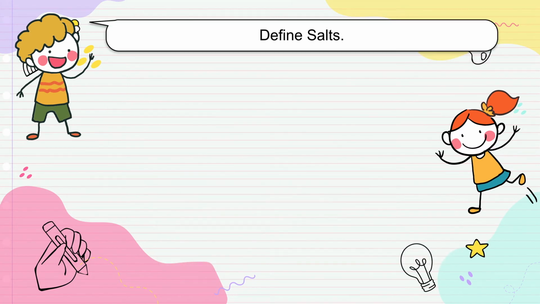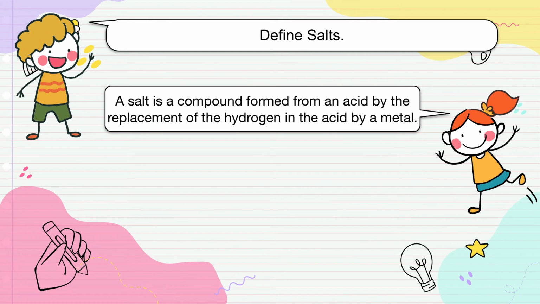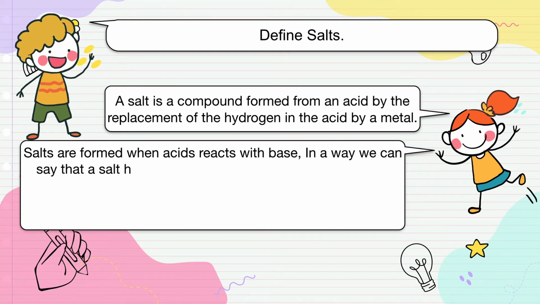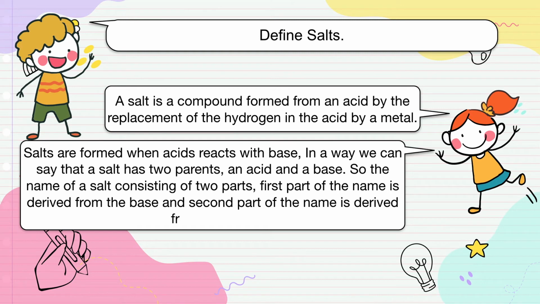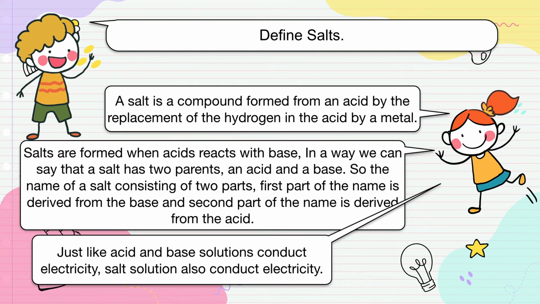Define salts. A salt is a compound formed from an acid by the replacement of the hydrogen in the acid by a metal. Salts are formed when acids react with bases in a way. We can say that a salt has two parents, an acid and a base. So the name of a salt consists of two parts. The first part of the name is derived from the base and the second part of the name is derived from the acid. Just like acid and base solutions conduct electricity, salt solution also conducts electricity.